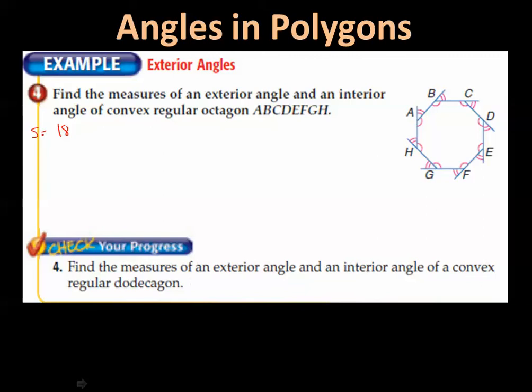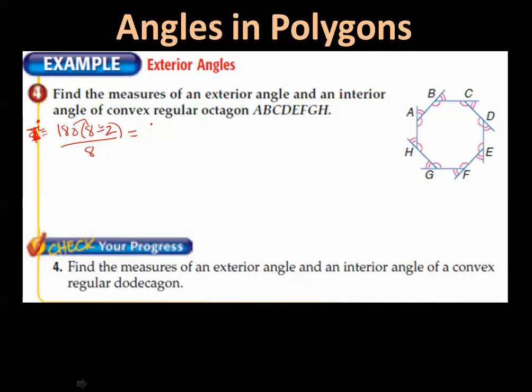I'm going to do a little I. I'll get it right in a minute. 180, it's an octagon, so it has 8 sides, and then I'm going to divide that by 8, or angles, it has 8 angles. So 180 times 6, because that's going to be 6.